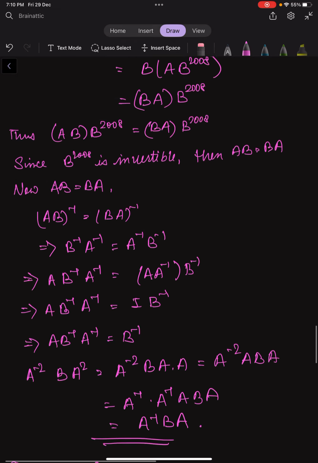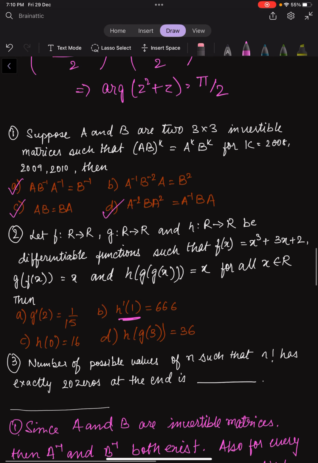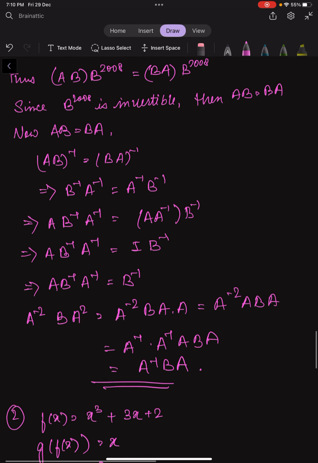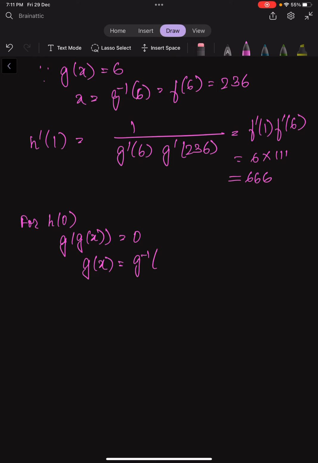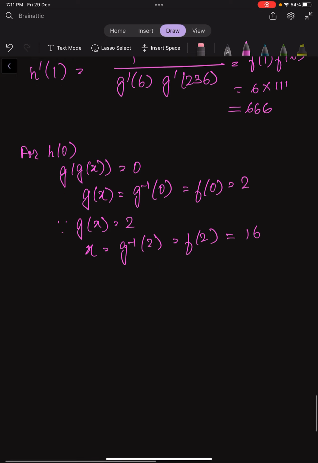Again, for option C, we need to see h of 0. So we will solve for h of 0 now. For h of 0, g of x is equal to 0, which means that x is equal to g inverse of 0, which is f of 0, which is equal to 2. And since we just showed g of x is equal to 2, x is equal to g inverse of 2, which is equal to f of 2, which is equal to 16. Therefore, h of 0 is equal to 16.